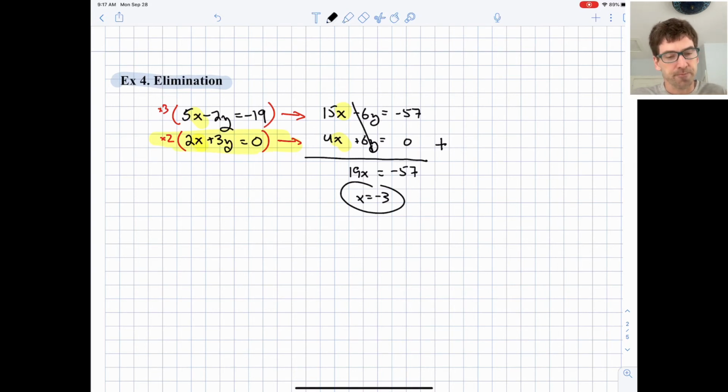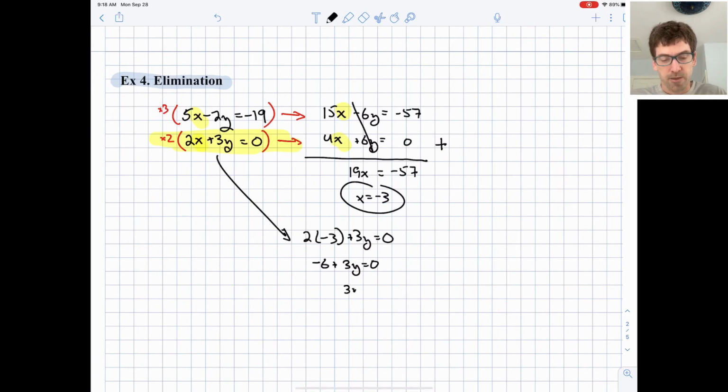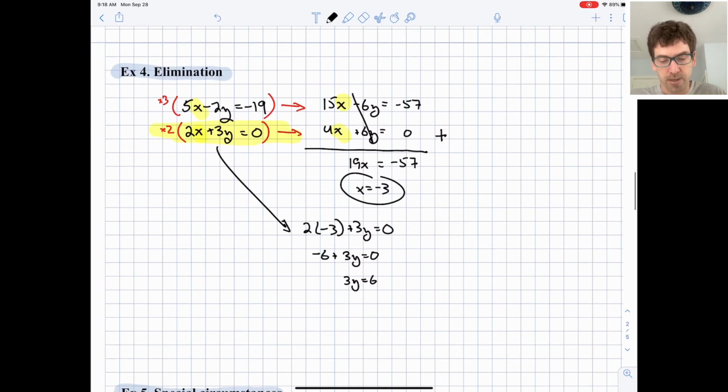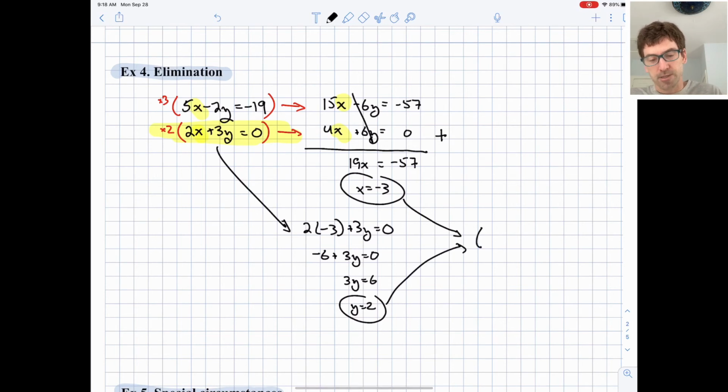So be strategic there. This is going to turn into 2 times negative 3 plus 3y equals 0. So negative 6 plus 3y equals 0. We could add 6 to both sides. 3y equals 6, and divide by 3, y equals 2. So we were able to get an ordered pair, and our final answer to this system of equations is negative 3, 2. So that's the point that works as a valid point for both equations.